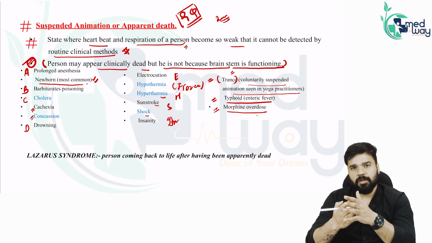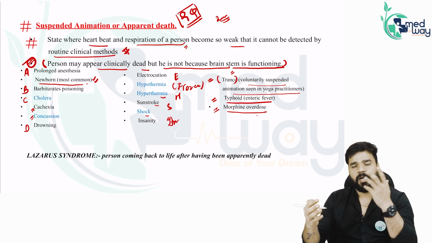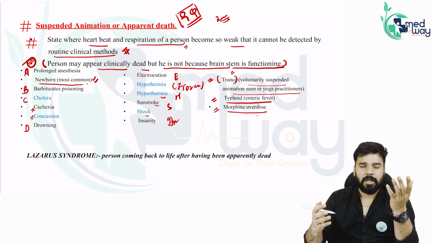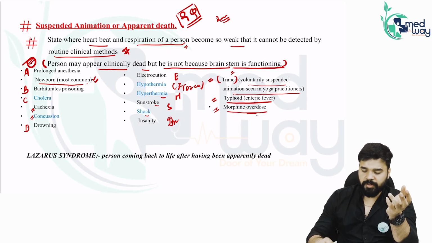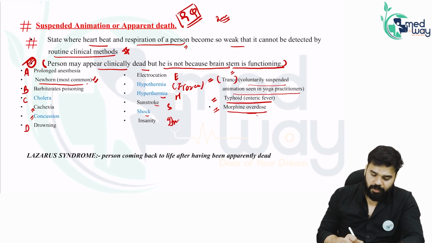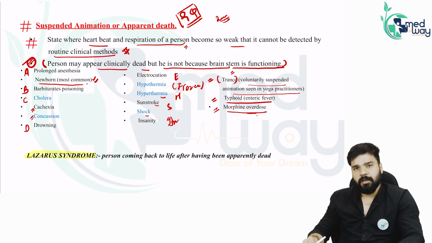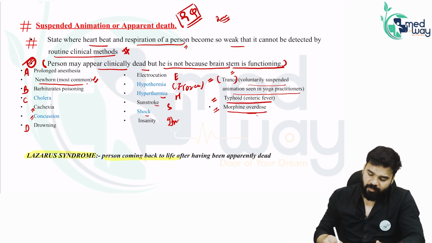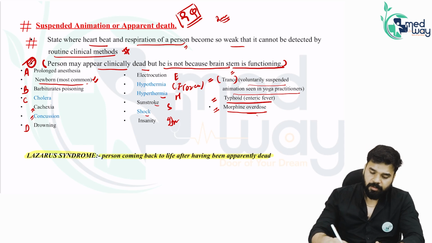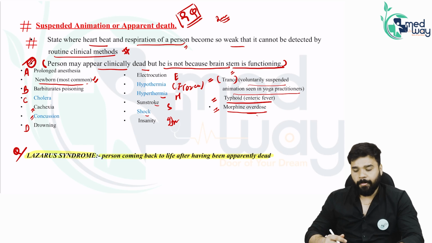Yoga practitioners and all, they can voluntarily go into a state of trance, which is also a suspended animation. Then in typhoid and in morphine overdose, you will see suspended animation. Now there is one interesting syndrome, Lazarus syndrome. Okay, they may ask a question on this. What is Lazarus syndrome? A person coming back to life after having apparently died. This is Lazarus syndrome. Just remember the name and the definition. Okay, you can get a question.